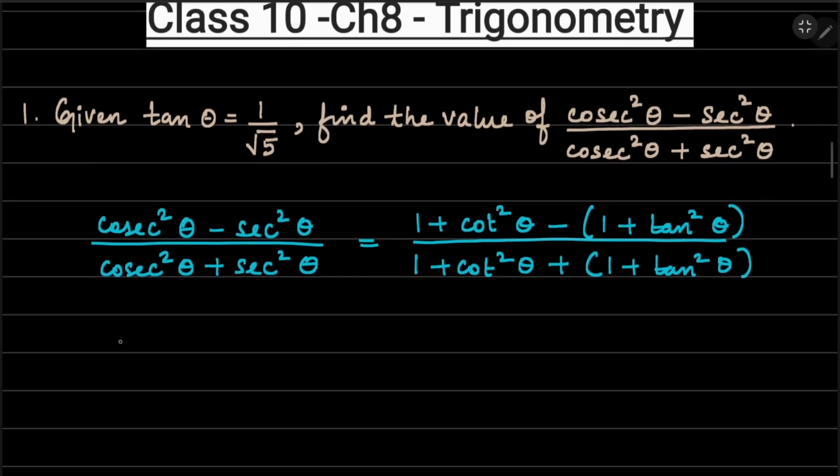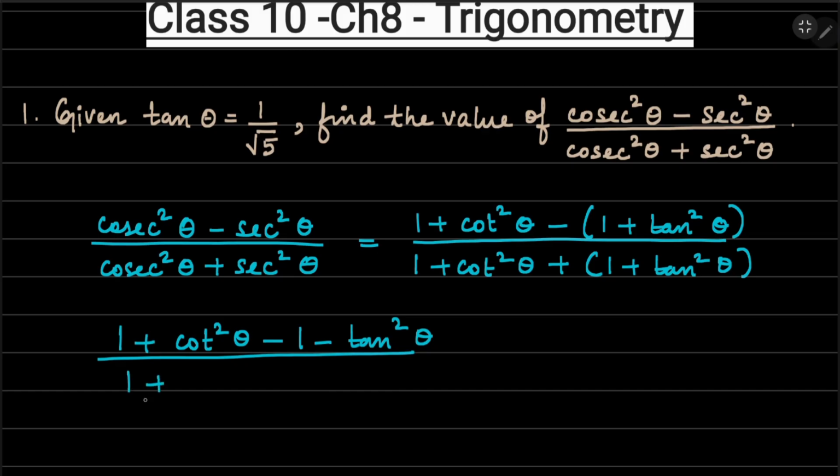So just open the bracket. So what do you get? 1 plus cot square theta minus 1, minus into plus, right? Minus into 1 is minus 1, minus into plus is minus tan square theta, whole divided by 1 plus, again it's 1 plus 1, I'll directly write it as 2, 2 plus cot square theta plus tan square theta. This plus 1 minus 1 gets cancelled.